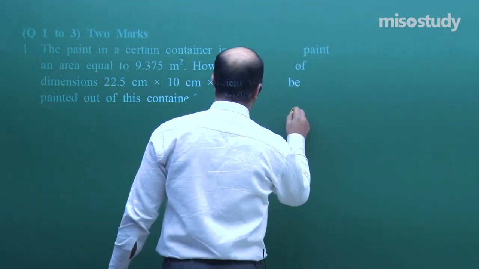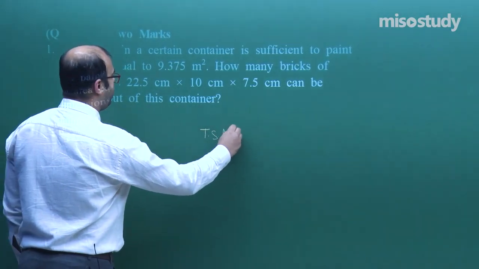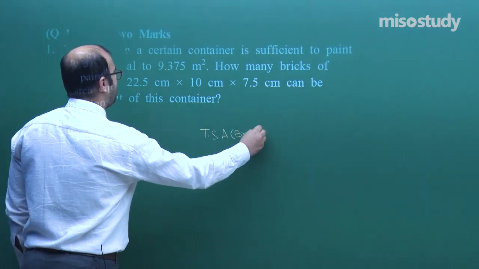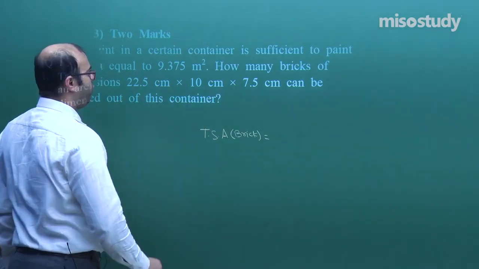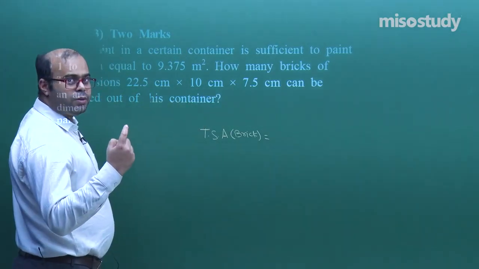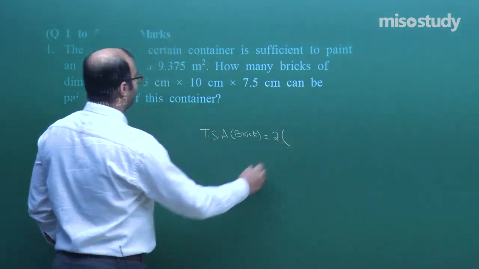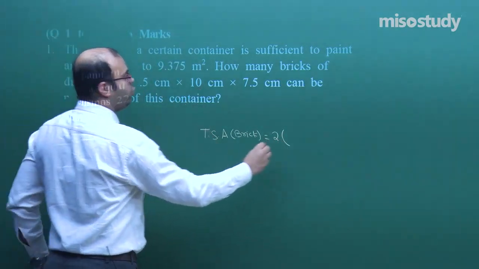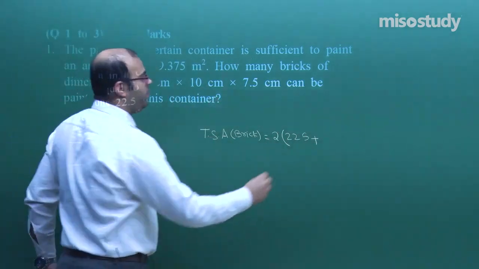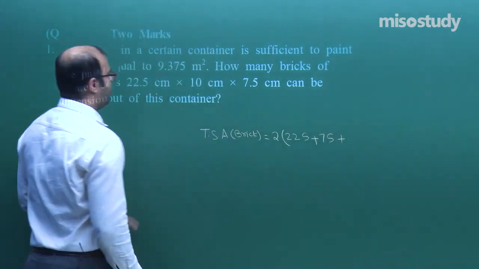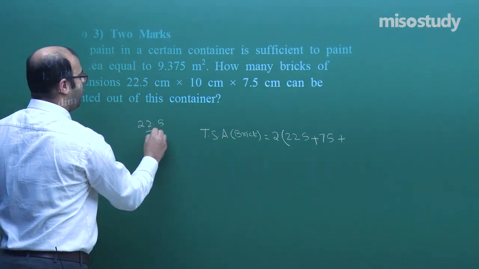Total surface area of a brick. We see that its length is 22.5, width is 10 and height is 7.5. So, length into breadth plus breadth into height plus length into height, taken twice. So, twice of 22.5 into 10, that is 225, plus 10 into 7.5, that will be 75, plus 22.5 into 7.5. Let us calculate 22.5 into 7.5.